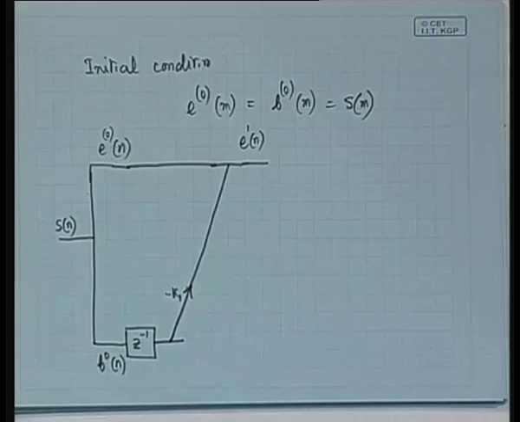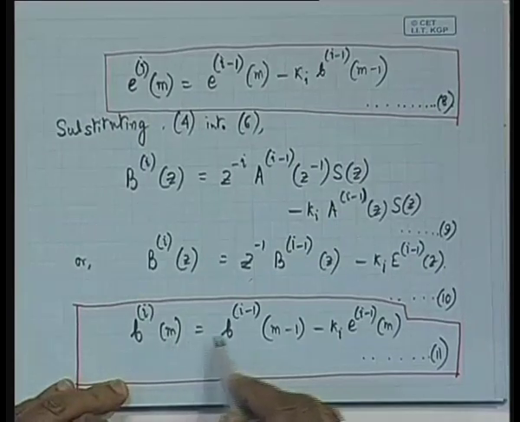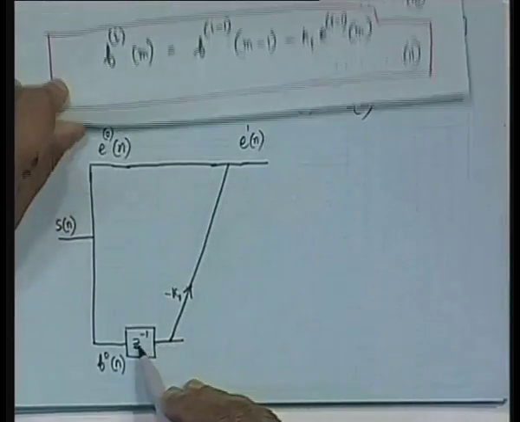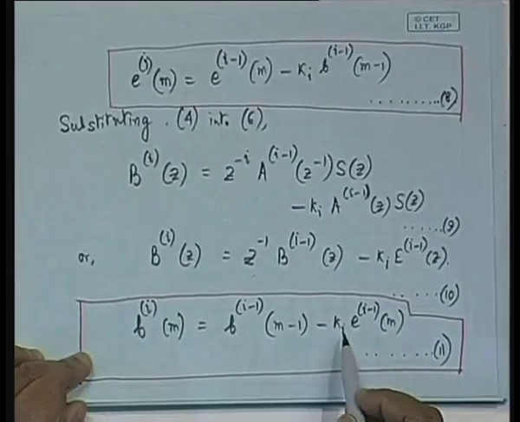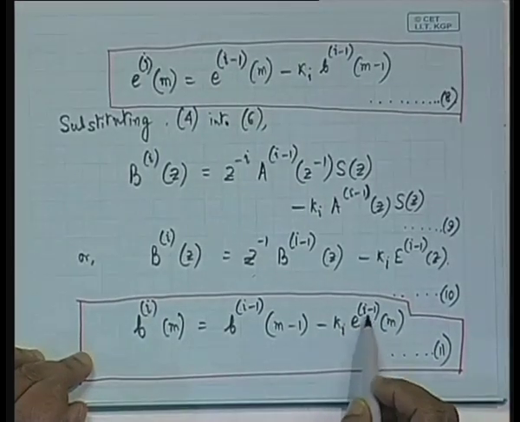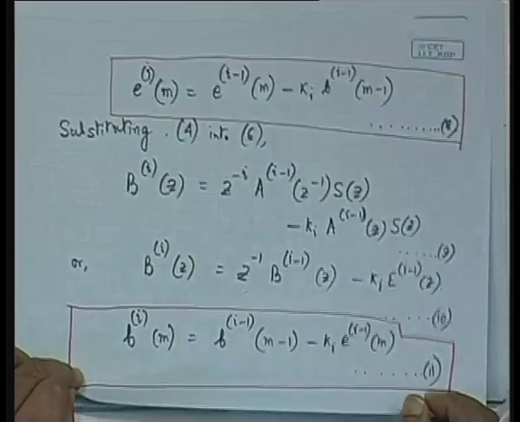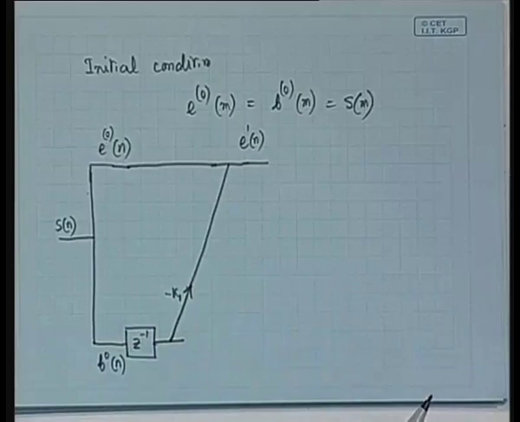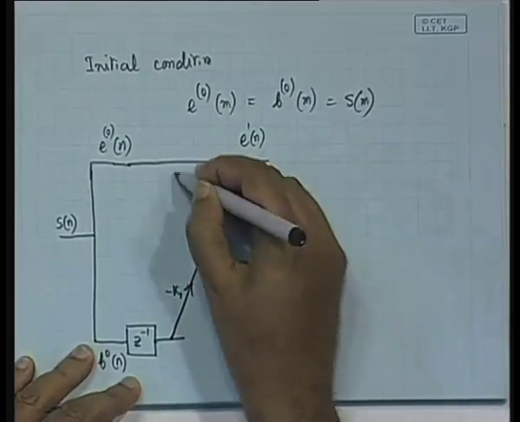So here we get E1 of n, and now let us try to get the other part, that is to say B1 of n. To get B1 of n, what we need? We need B0 of n minus 1, we already have it at the lower arm, and we also need to get minus ki E0 of n. Now E0 of n we already have, so what we have to do simply is to multiply that by minus k1. So this also needs to be multiplied by minus k1.